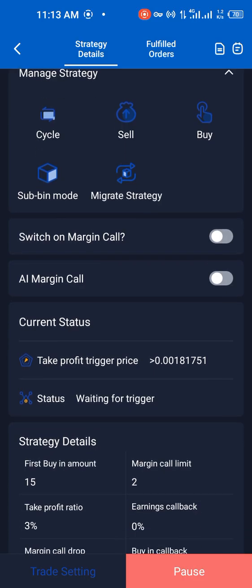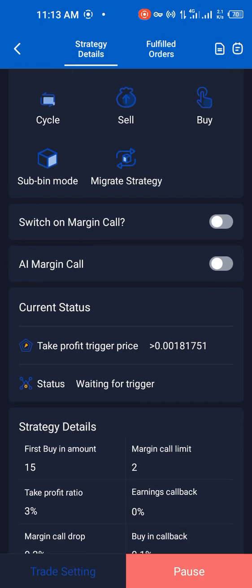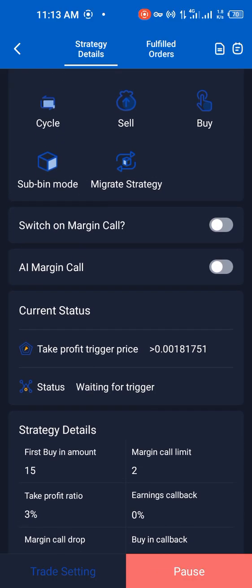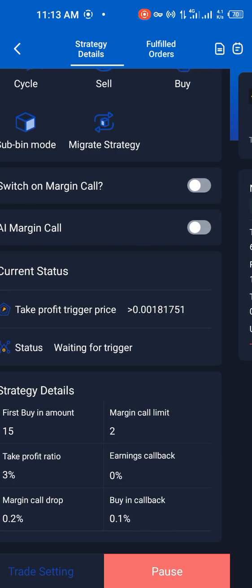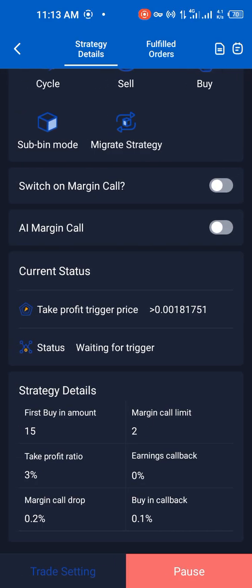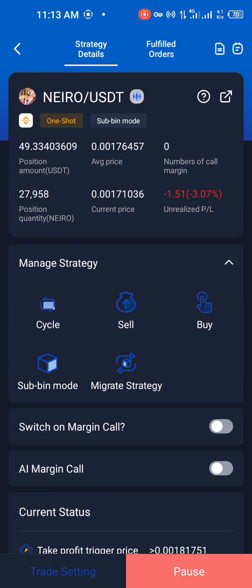You can see your take profit ratio here is about 0.00181759. That's here. And if you get down here, you see your take profit ratio here is 3%. That's what gives you 0.0018. That is where you want the bot to take the profit. Now, if you look at 0.00181 and compare with the main place where you bought it, 0.00176, it's a bit far.